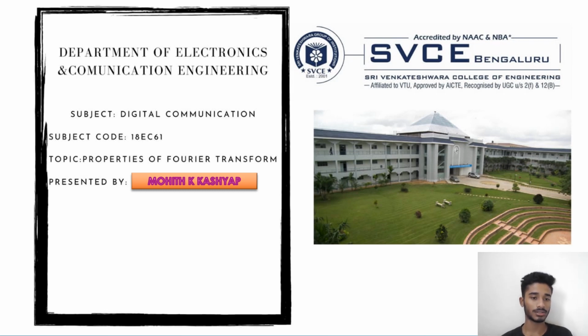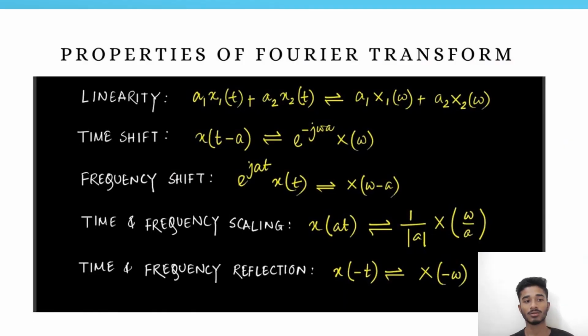Today we are going to learn about the properties of Fourier transform. As we have all learned Fourier transform in our second year in M4 and M3, now we are again discussing this topic in digital communications in 6th sem. So moving on to our next slide. There are several properties of Fourier transform. Today we are going to discuss linearity, time shift, frequency shift, time and frequency scaling, and time and frequency reflection.